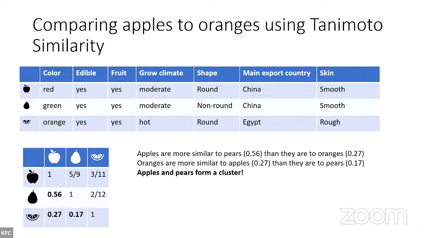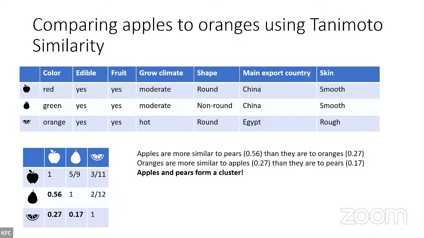What this means is they're both fruit, they're both edible, they both grow in moderate climates, their main export country is China, their skin is smooth. And then there are 4 more features that they don't have in common, and these are the features round, non-round, red, and green. If we compare apples and oranges, then we can see that actually just 3 out of 11 features in total are matching, and this means that our similarity metric is much lower.